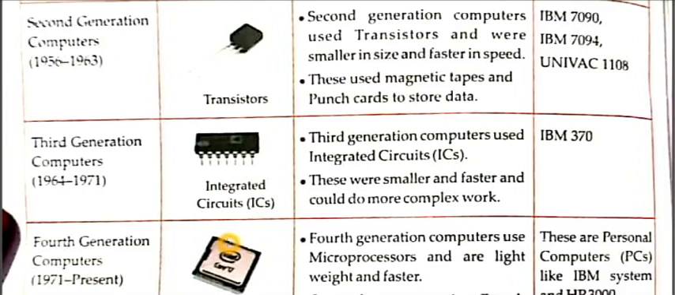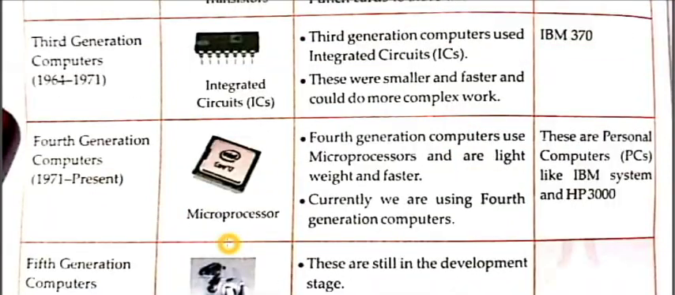Now, from 1971 to the present, we are using microprocessors, which come in the fourth generation of computers. Fourth generation computers use microprocessors and are lightweight and faster. Currently we are using fourth generation computers. These are personal computers, PCs, like the IBM system and HP 3000.